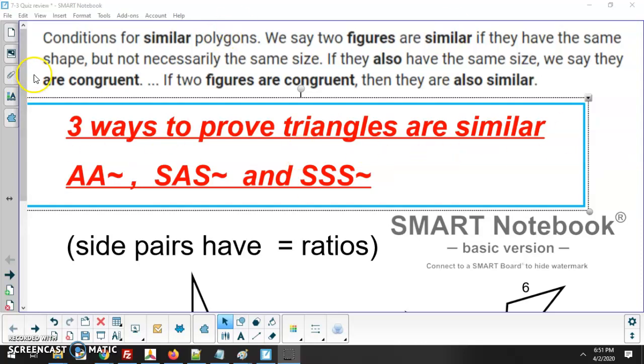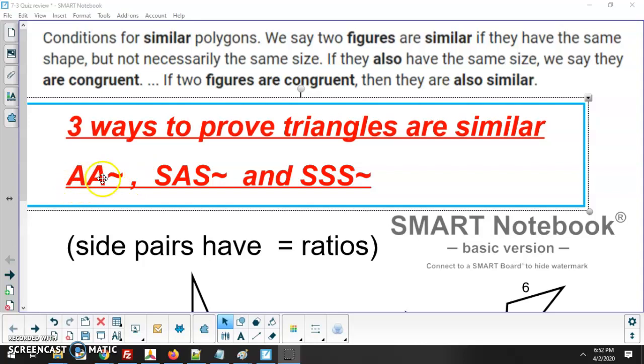All right, let's go over some stuff now. So this whole entire lesson is about similar triangles. Now, you could have similar polygons, which have many sides, but a similar figure is basically something that has the same shape, but not necessarily the same size. And there's three ways to prove that triangles are similar. Remember this tilde, that's the similar sign.